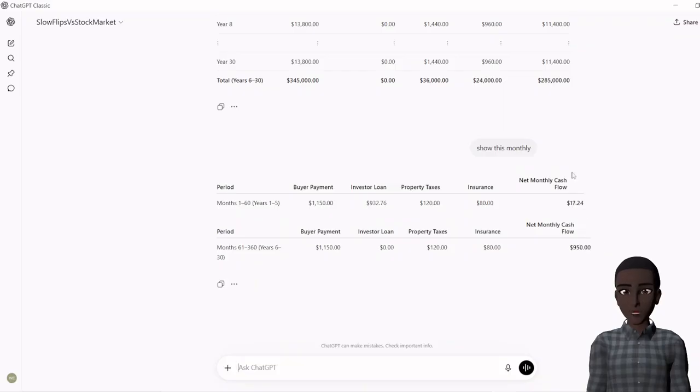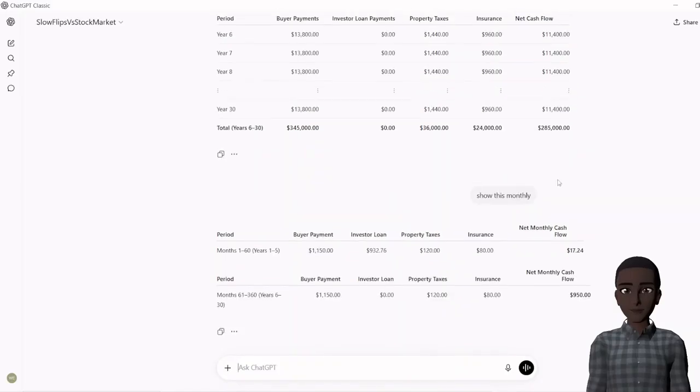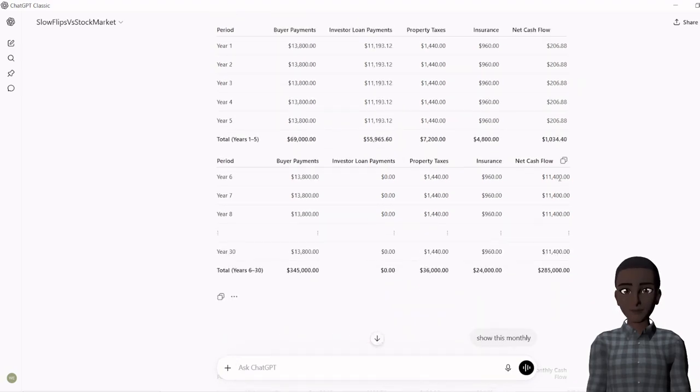And to answer the question that we asked at the beginning, what is the total lifetime cash flow of this deal? $285,000 net. So this is after property taxes, after insurance, and after having paid for our own loan. Now, a few things are interesting here and worth noting.